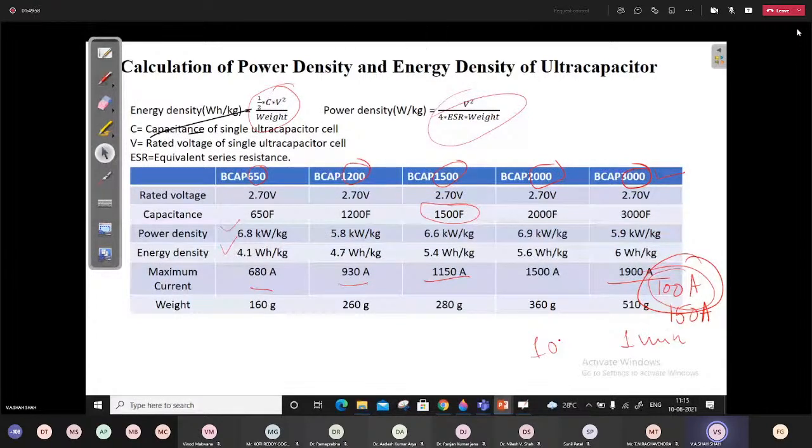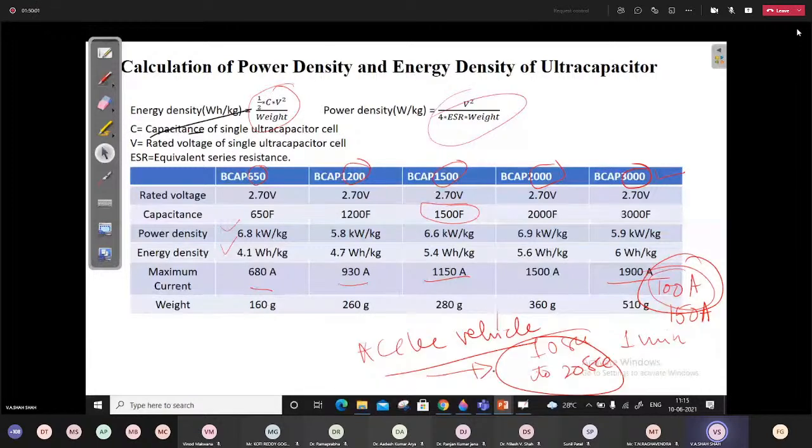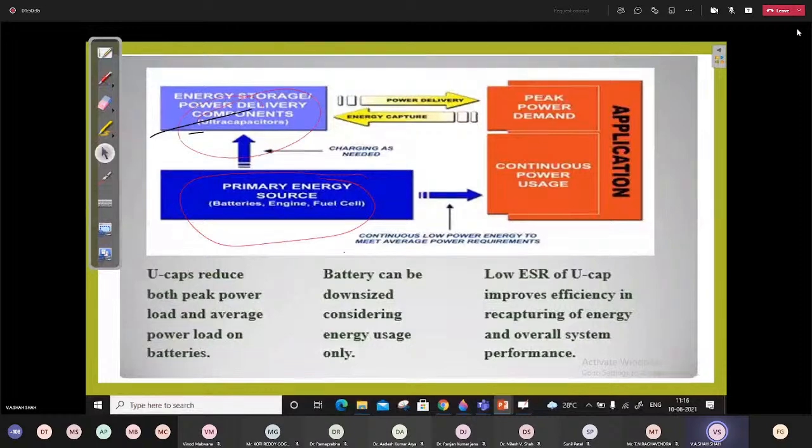So we are accelerating our vehicle from 0 speed to the rated speed within a maximum time of 20 seconds. That's why it has a very good application. That means the supercapacitor can provide very good acceleration power. These are the ways by which you can combine these two: the primary energy storage as a battery, and this as a supercapacitor, which provides the peak power demand, and the battery the continuous power.